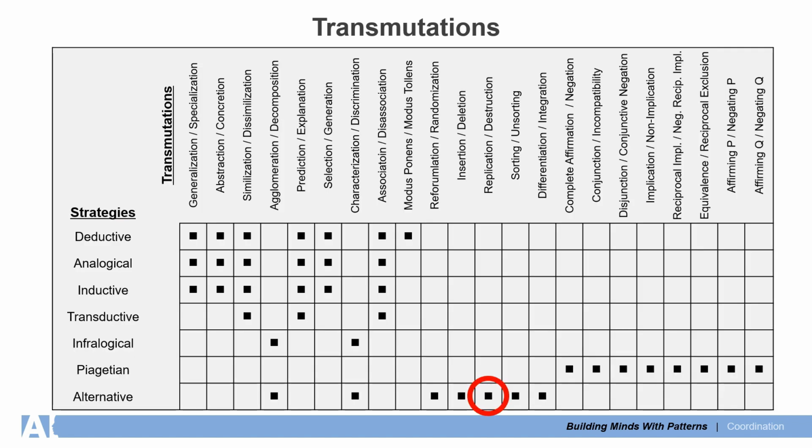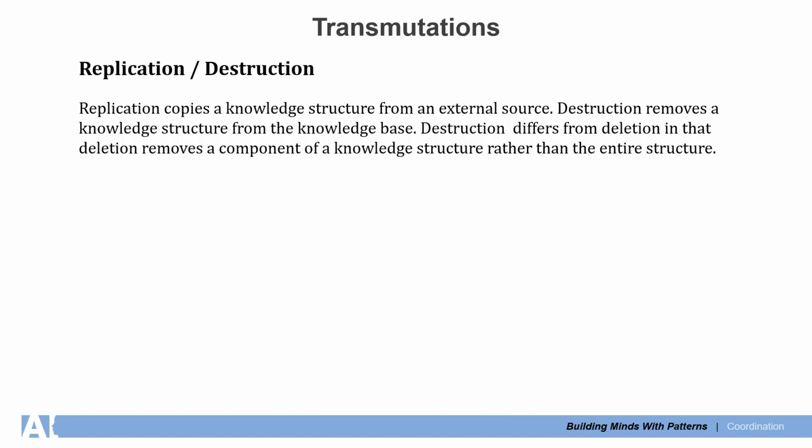Replication and destruction are done by alternative means. Replication copies knowledge structure from external sources. Destruction removes a knowledge structure from the knowledge base. Destruction differs from deletion in that deletion removes a component of a knowledge structure rather than the entire structure.